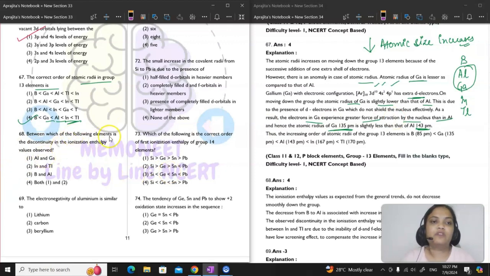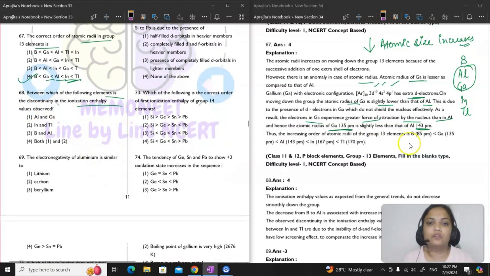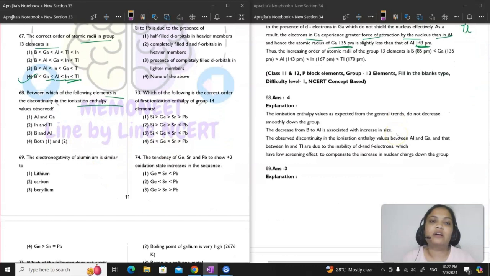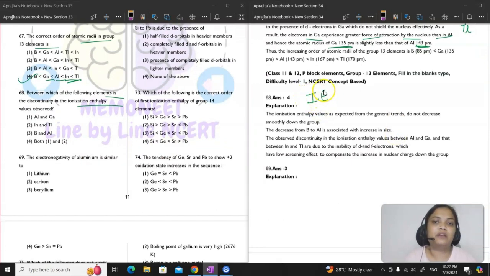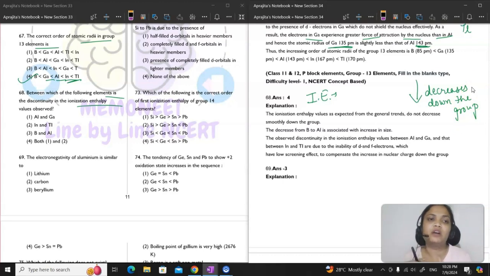Now next question, between which of the following elements is the discontinuity in ionization enthalpy values observed? Now if I talk about the ionization enthalpy, it is the energy required to remove the most loosely bound electron from the isolated gaseous atom. And if we talk about the general trend, ionization enthalpy actually decreases down the group. Now why does it decrease down the group? Because the size of the atom increases and the outermost electrons move away from the nucleus. So lesser energy is required to remove the electrons.